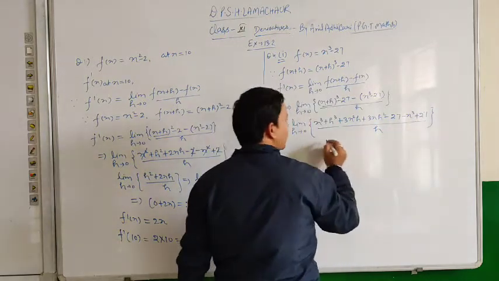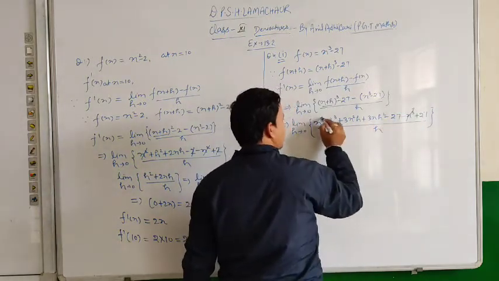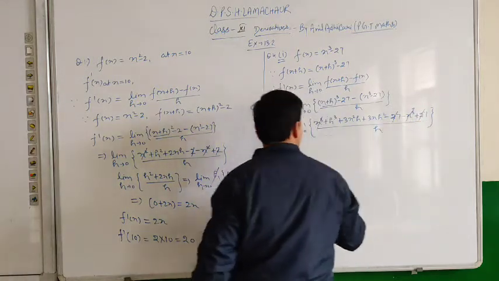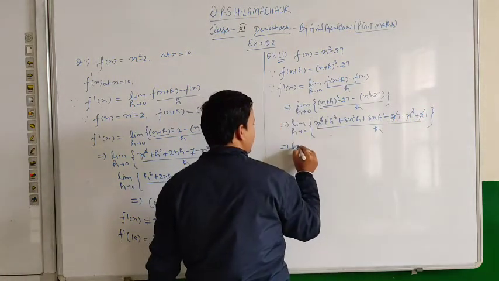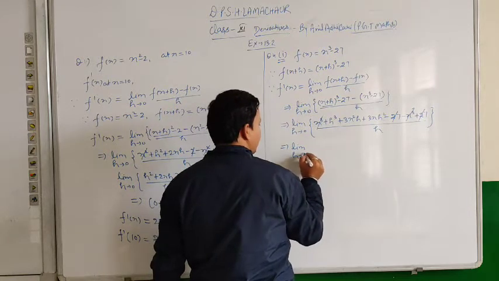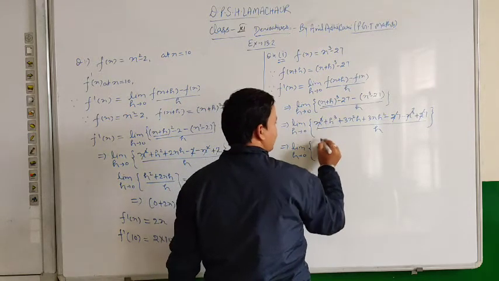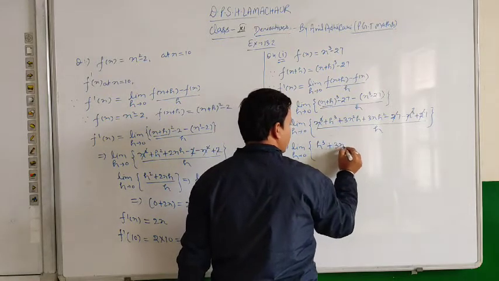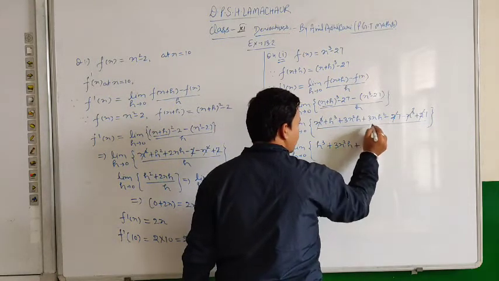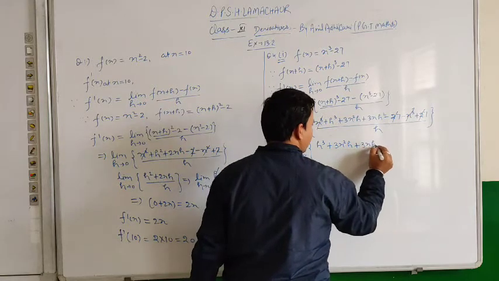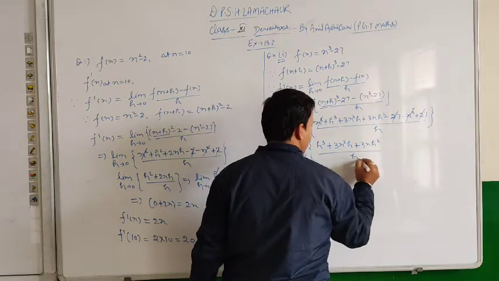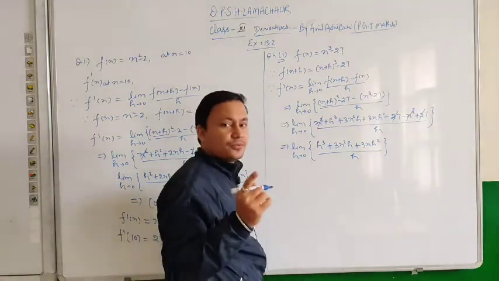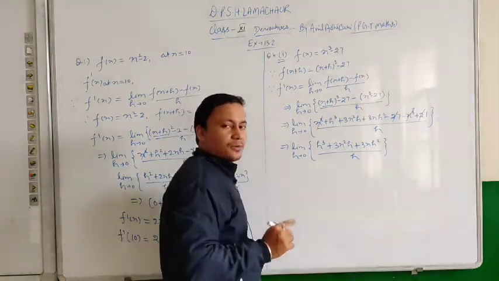Okay. Now minus x cube plus x cube will cancel out, minus 27 plus 27 will cancel out. So the remaining part in the numerator will be h cube plus 3x square h plus 3x h square, okay, divided by h. Okay. Now again we will take h common from numerator so that we can cancel out the denominator h.